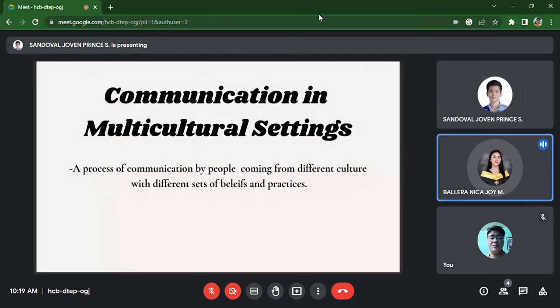So, communication in multicultural settings is a process of communication by people coming from different cultures with different sets of beliefs and practices. This is focused on the dynamics of communication across cultures. It explores not only what happens when people of two different cultures meet, but also what happens when people from a variety of cultures and ethnicities come together in one organization, community, or country.